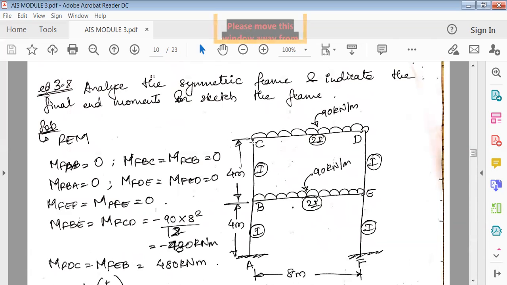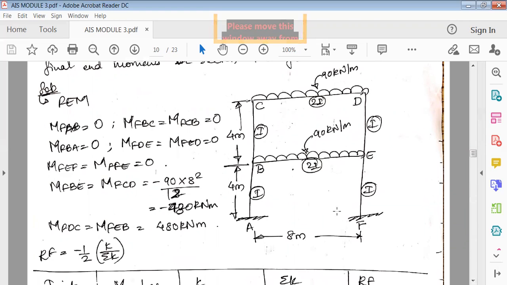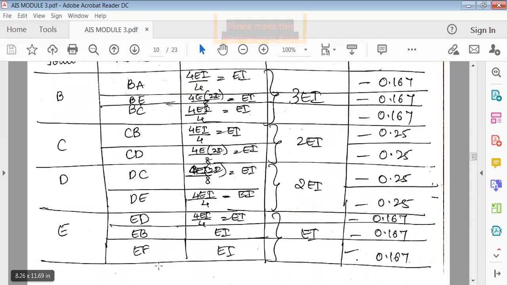Similarly, come to CD. CB is again an intermediate support, so 4 by L. Here CD is also 4 by L. Similarly, DC 4 by L, DE 4 by L. Next, when you come to E, ED 4 by L, EB 4 by L, EF 4 by L. Once you write all of this, the only thing you should be careful about is that when you're taking the I value, it should be considered properly, the I for a different span.